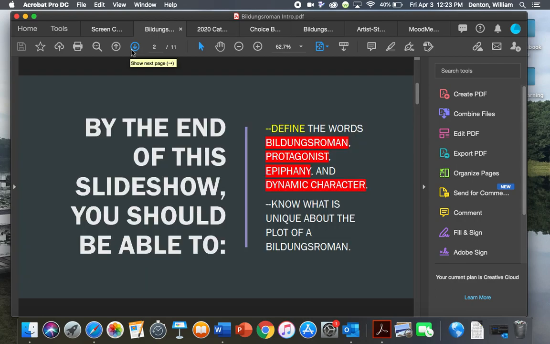By the end of this slideshow, you should be able to do the following. Number one, define the words Bildungsroman, protagonist, epiphany, and dynamic character. And secondly, you should know what is unique about each part of the Bildungsroman. It's very important that you understand how each of these fits into the plot diagram because that is the skill we are focusing on.